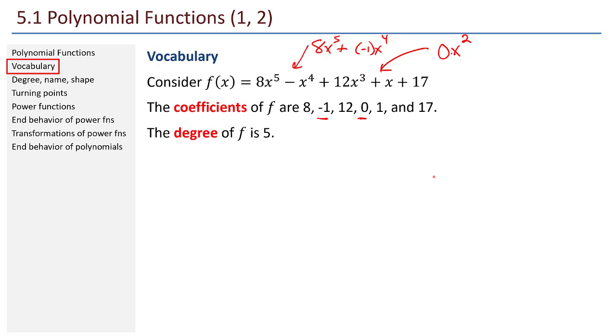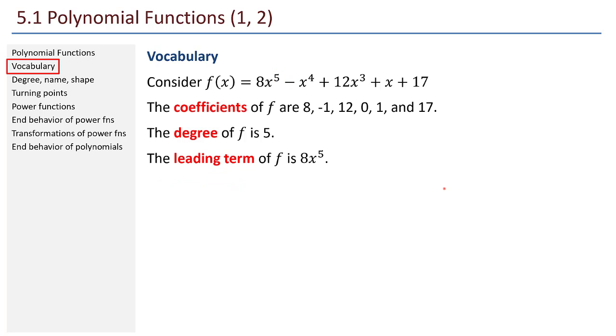The degree of this polynomial is 5. The degree is the highest power of x that appears in the polynomial. The leading term is 8x to the 5th. So once I've identified the highest power, I look at the whole monomial that includes x to that power. In this case, 8x to the 5th. The leading coefficient is 8. That is the coefficient of the leading term of the polynomial.